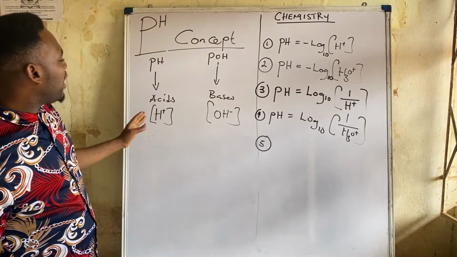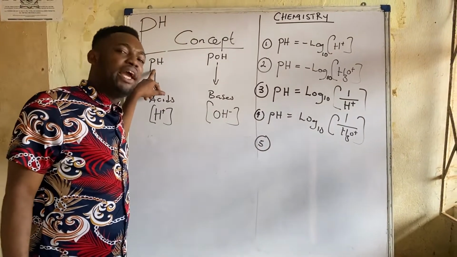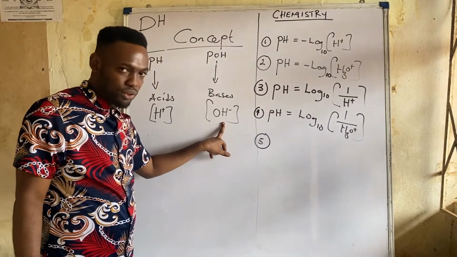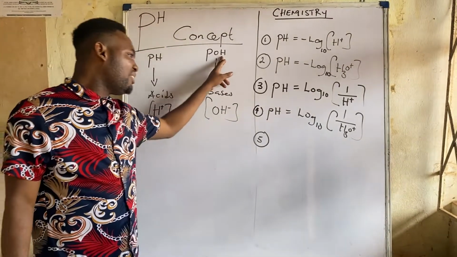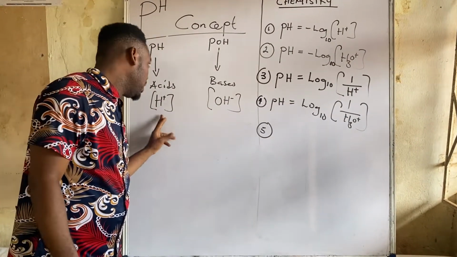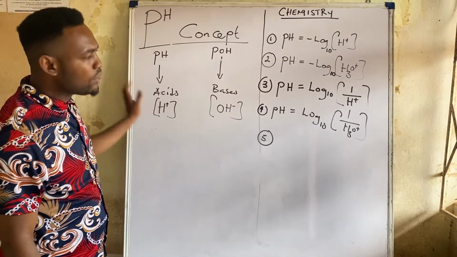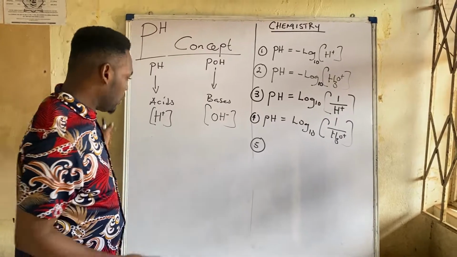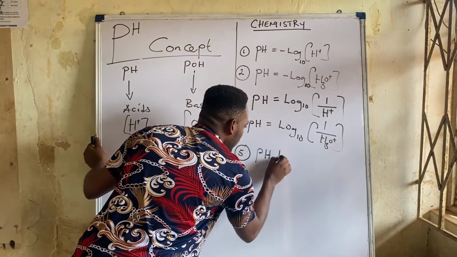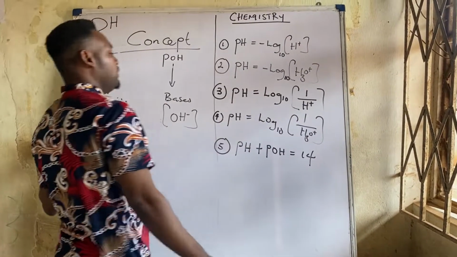Also, in some questions, we will be given OH minus and asked to find pH, or we are given pH and asked to find OH minus. Or sometimes, we can be given pOH and asked to find H plus, or we can be given H plus and asked to find pOH. Whichever way the question comes, look at this, very, very important now. pH plus pOH is equal to what now? 14. Very, very important.